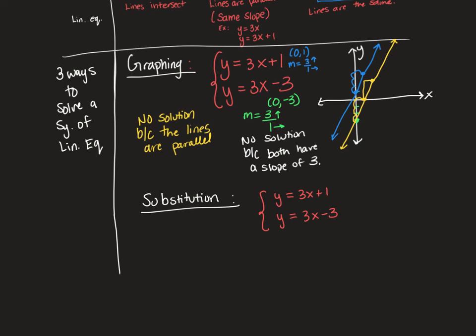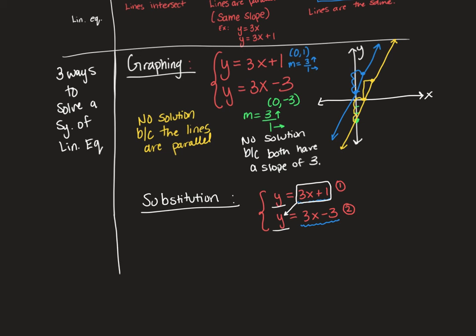We already know it doesn't have a solution. But instead of graphing, instead of looking at their slope, we're going to try substituting one equation into the other equation. So let's substitute equation 1 into equation 2. If you notice here, y equals 3x plus 1, right? And then we also say that y equals 3x minus 3. So do you see how they both have y right here? We can substitute this right here.